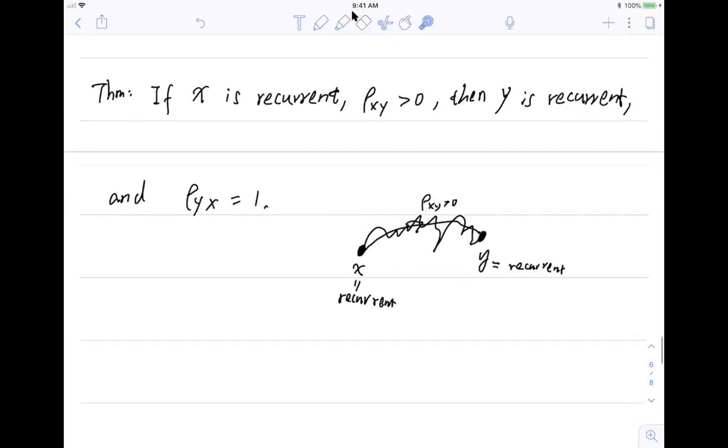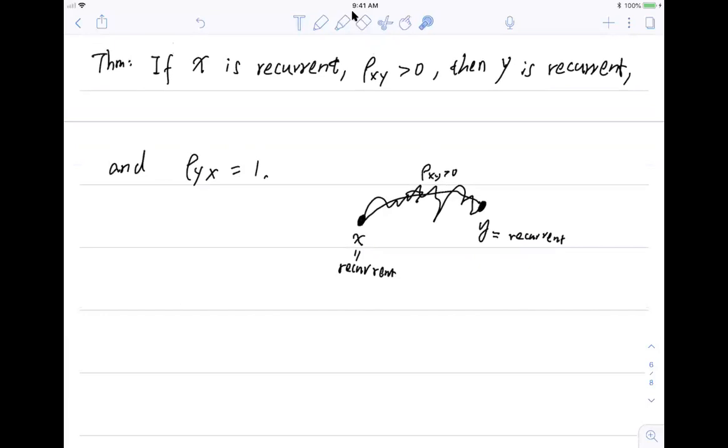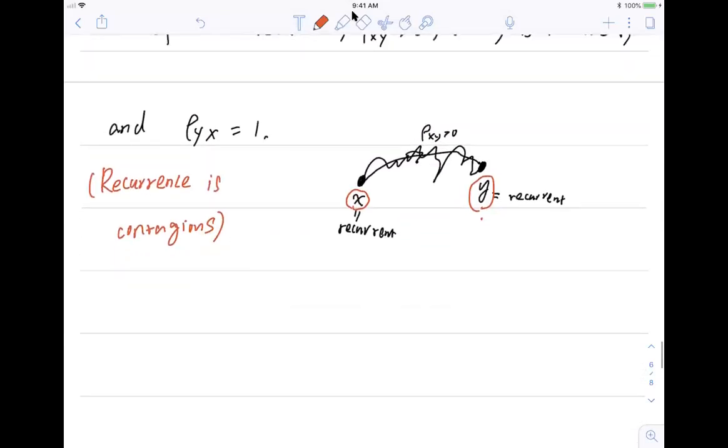So this is called contagious. Recurrence is contagious. If this state x is recurrent and y is reachable from x, then y is recurrent as well.